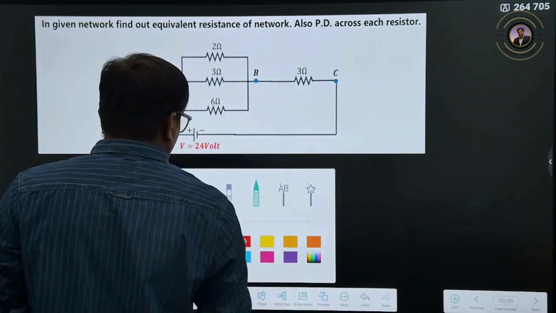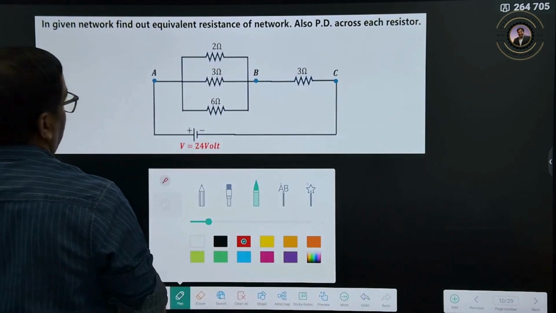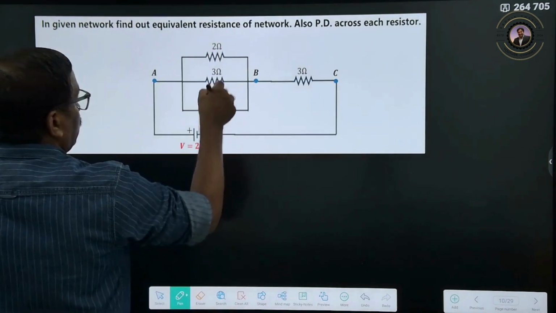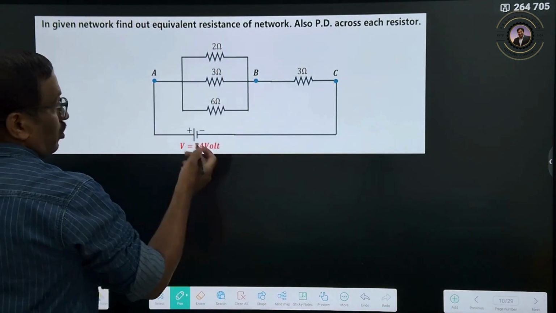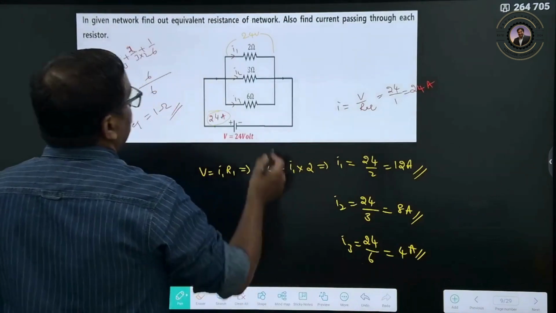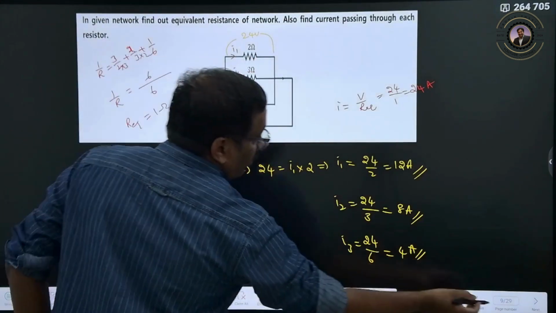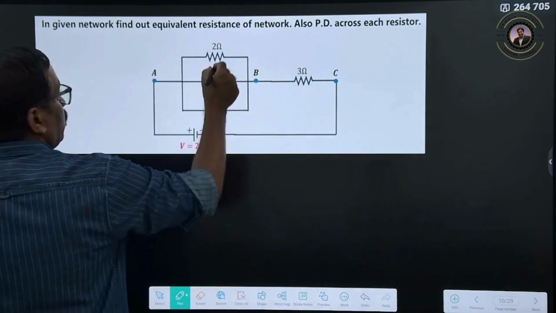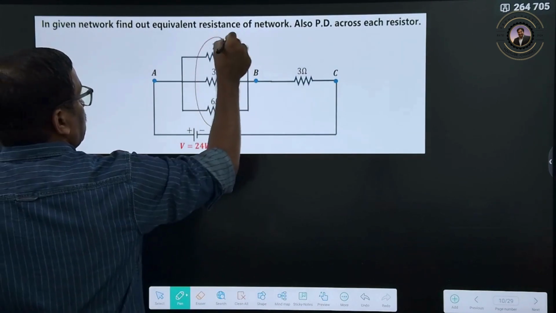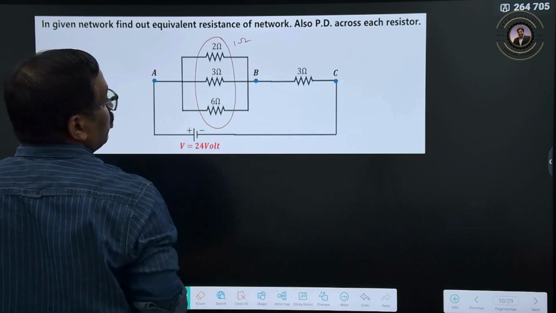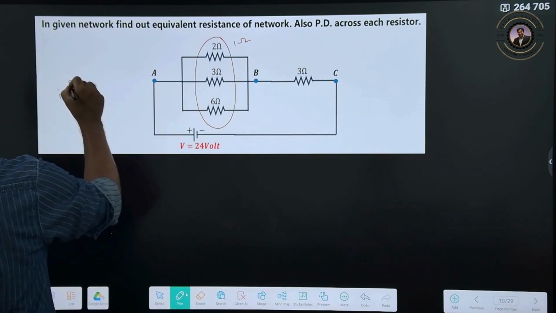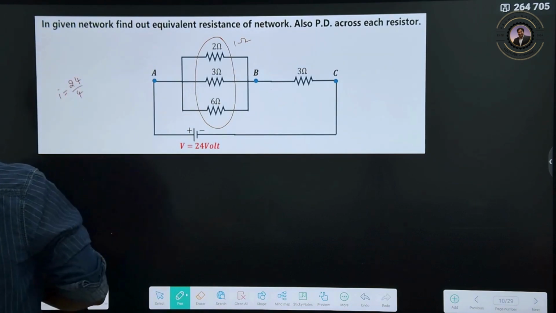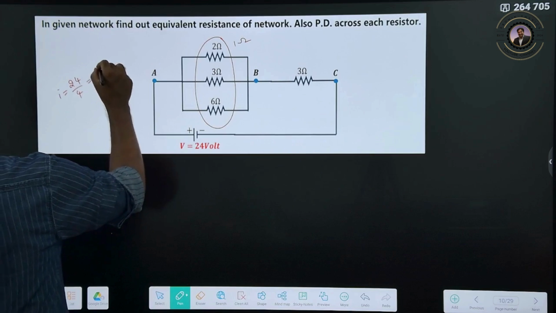First you have to calculate the equivalent resistance. For 2, 3, 6, I already got it as 1 ohm. Here also 2, 3, 6, so the equivalent resistance due to this one is 1 ohm. So 1 plus 3 is 4 ohm. So the current will be equal to 24 by 4. How much now? It will be 6 ampere.